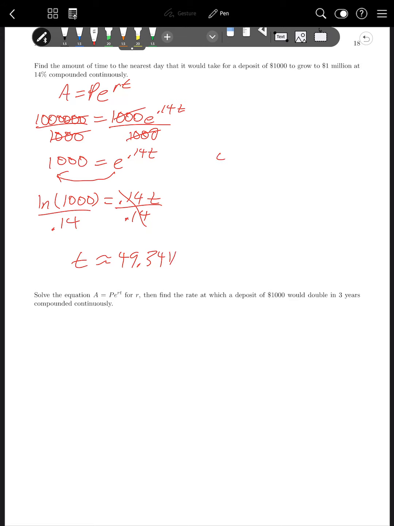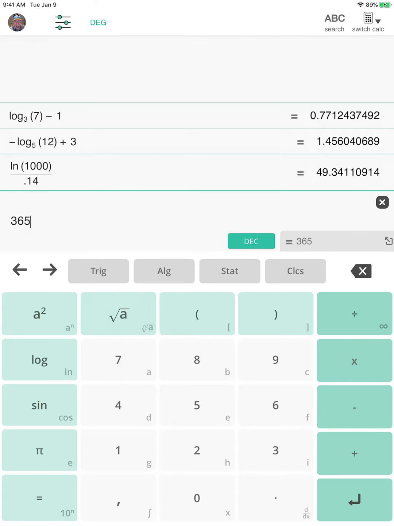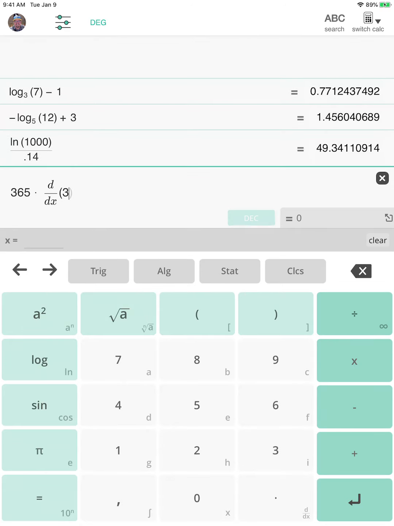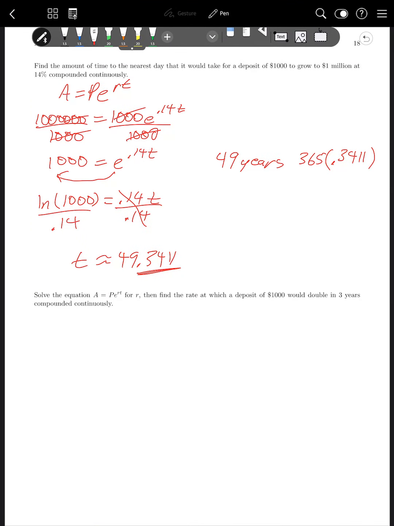Well, the easiest way to do that is say it's going to be 49 years and then take the fractional part to figure out how many days. So that would be 365 days times 0.3411 to get the number of days because it's a fractional part of a year. So 365 times 0.3411, and we get 124.5, which is 125 days. So 49 years and 125 days.